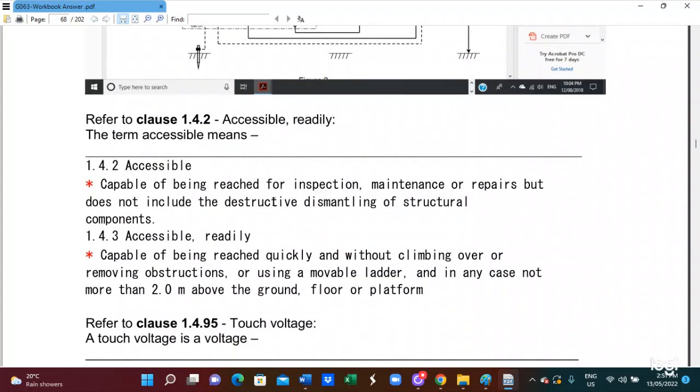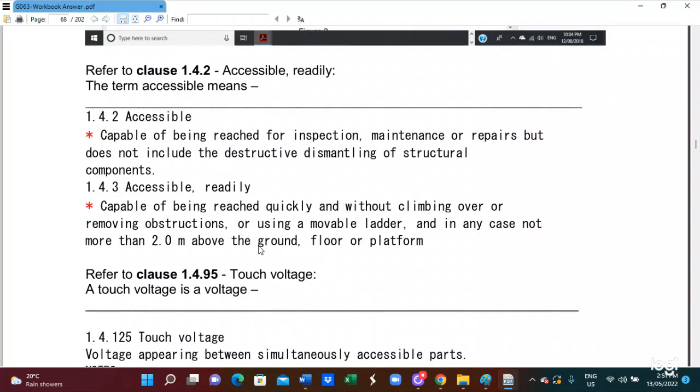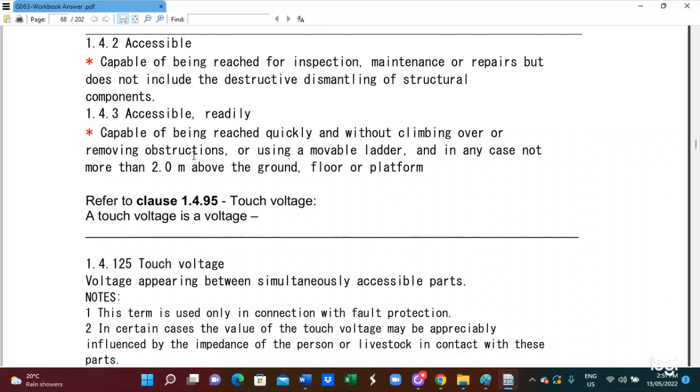Accessible and readily accessible: you have to refer to clause 1.4.2 regarding the accessibility and the readily accessible. Given the ways of these parts being reached for inspection, maintenance, or repair, but does not include dismantling. So this is for the structure component. So this is where we mention the accessibility. This is a definition for the accessibility.